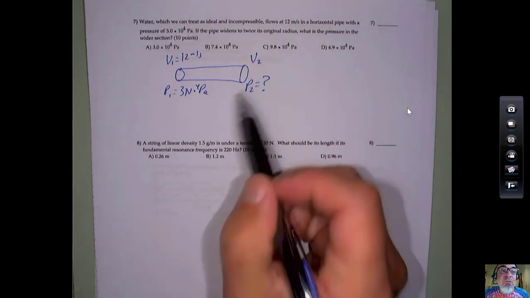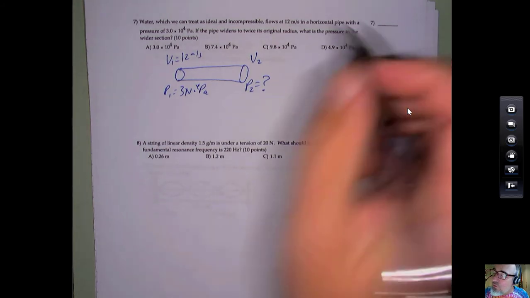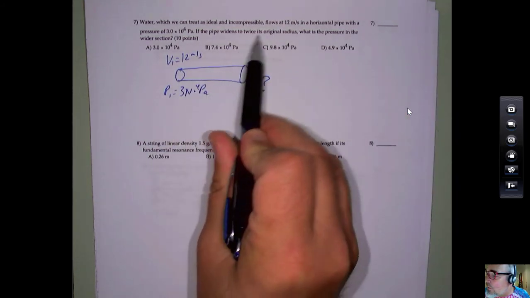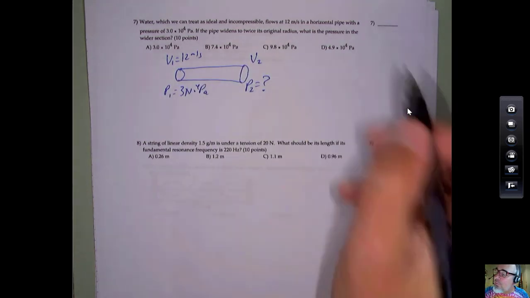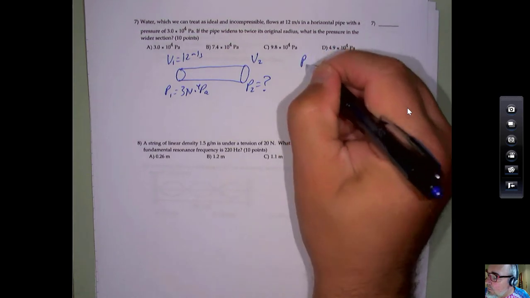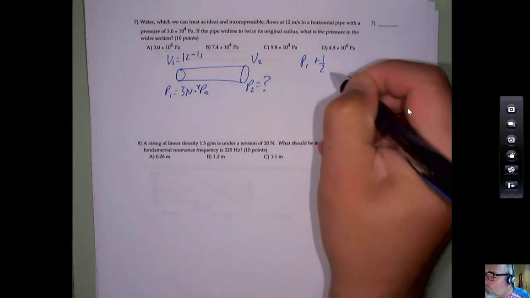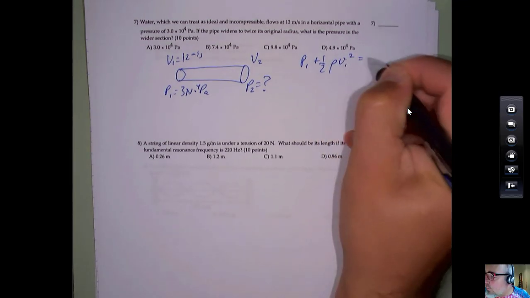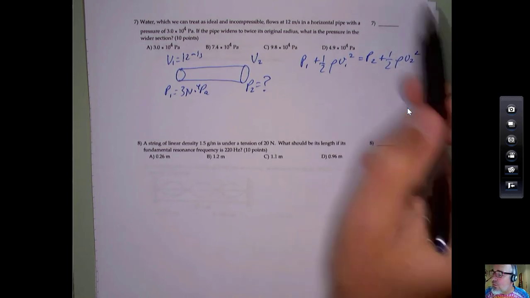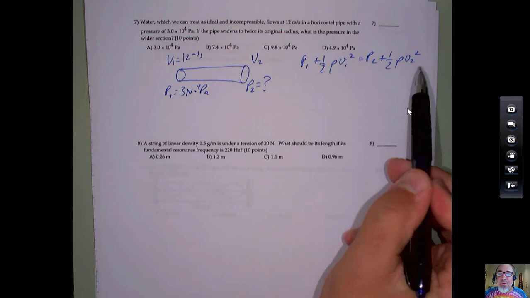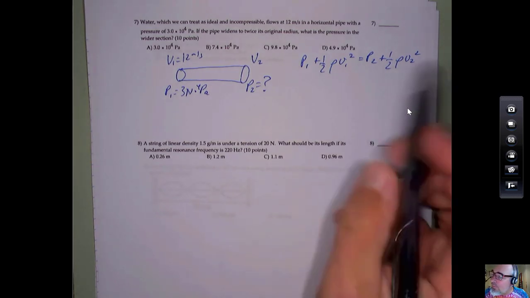This is a Bernoulli fluid flow problem. There's also another component, like if this pipe were going to raise up to a different height, we might have to consider that, but this is a horizontal pipe, so we don't. Okay, so we got P1 plus 1/2 rho V1 squared is equal to P2 plus 1/2 rho V2 squared. And again, this is a horizontal pipe, so we don't have the height component of Bernoulli's. Okay, and we're trying to figure out P2. So we got to do a little bit of algebra here.